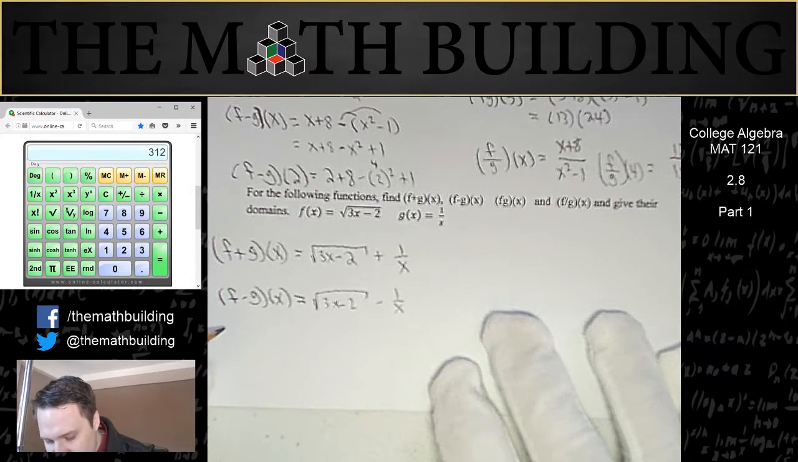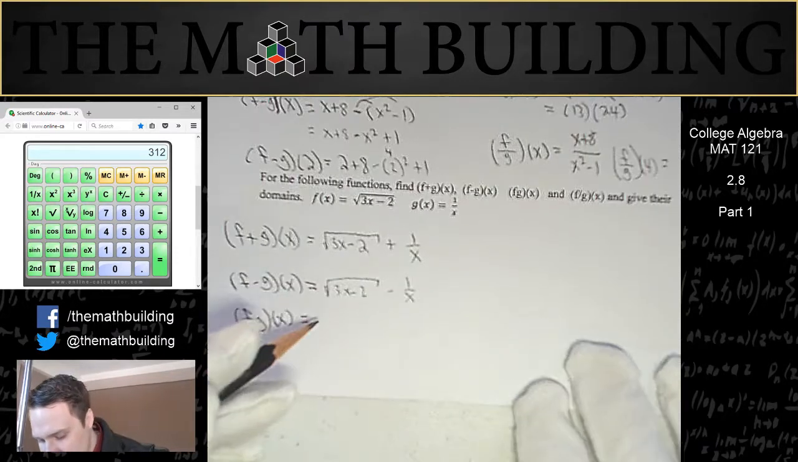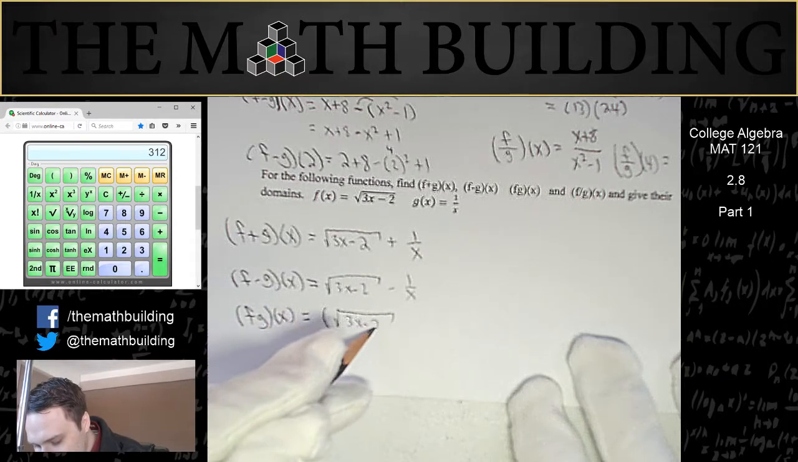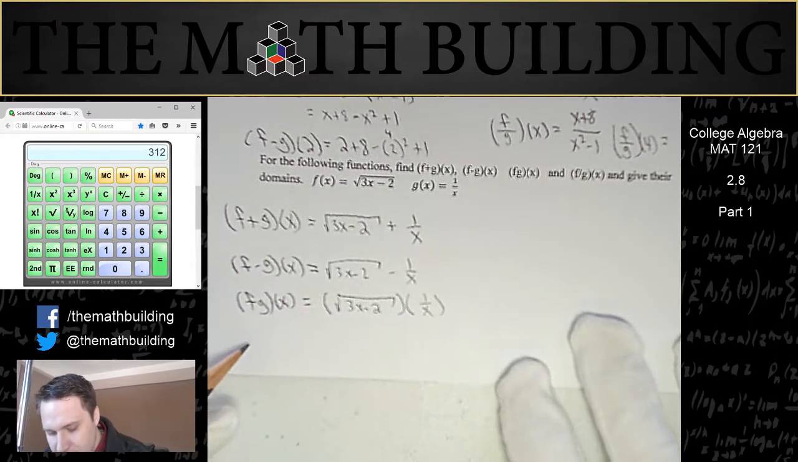Finally, let's do f times g. Remember, this is really important. When you see f and g next to each other, that means f times g. So that's going to be the square root of 3x minus 2 multiplied times 1 over x.